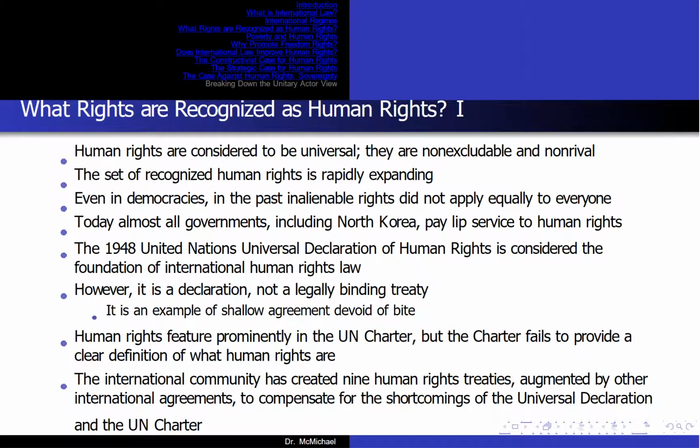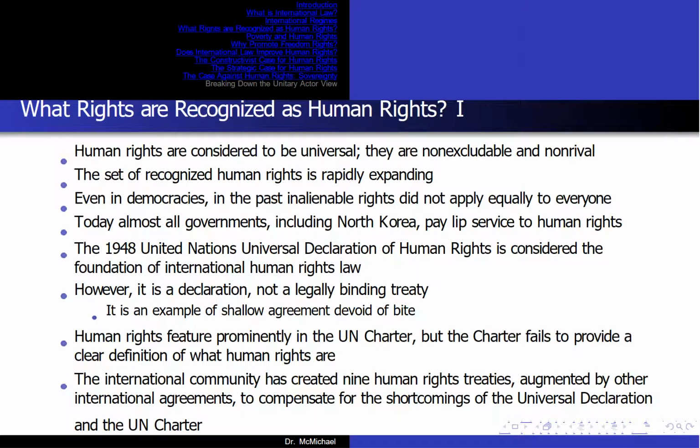So what rights are recognized as human rights? Human rights are considered to be universal. They are non-excludable and non-rival. The set of recognized human rights is rapidly expanding. Some are uncontroversial, others are used for political cover. Even in democracies in the past, inalienable rights did not apply equally to everyone. Today, almost all governments, including North Korea, pay lip service to human rights.